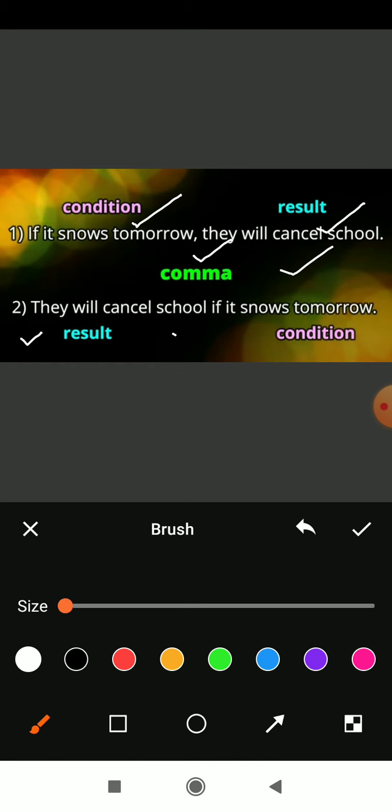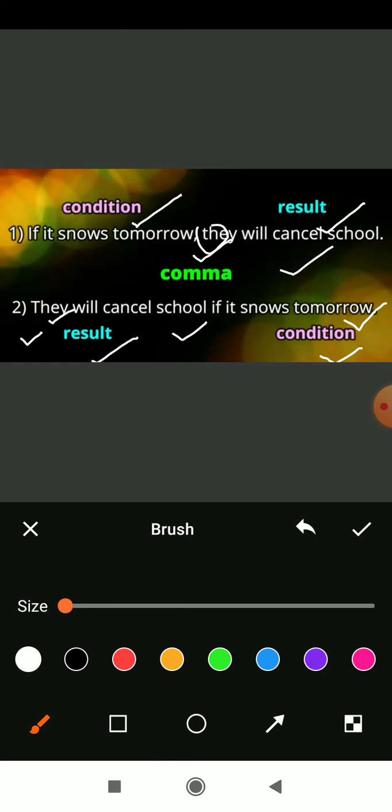They will cancel school if it snows tomorrow. So what we have done here is changed the order of the if clause and the main clause. Okay, so here the main clause came first, and the condition becomes this one, if it snows tomorrow. So the comma that we saw in the first example is removed here.